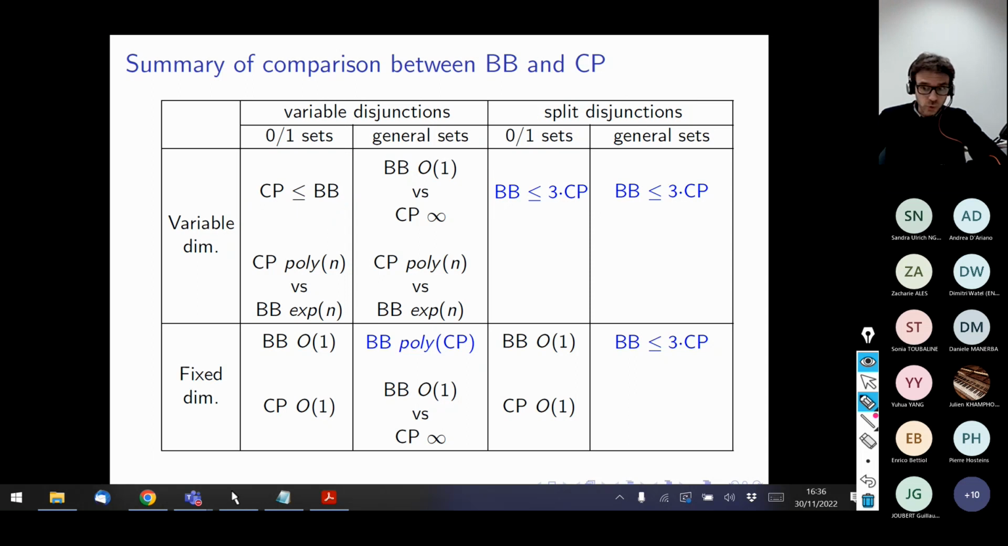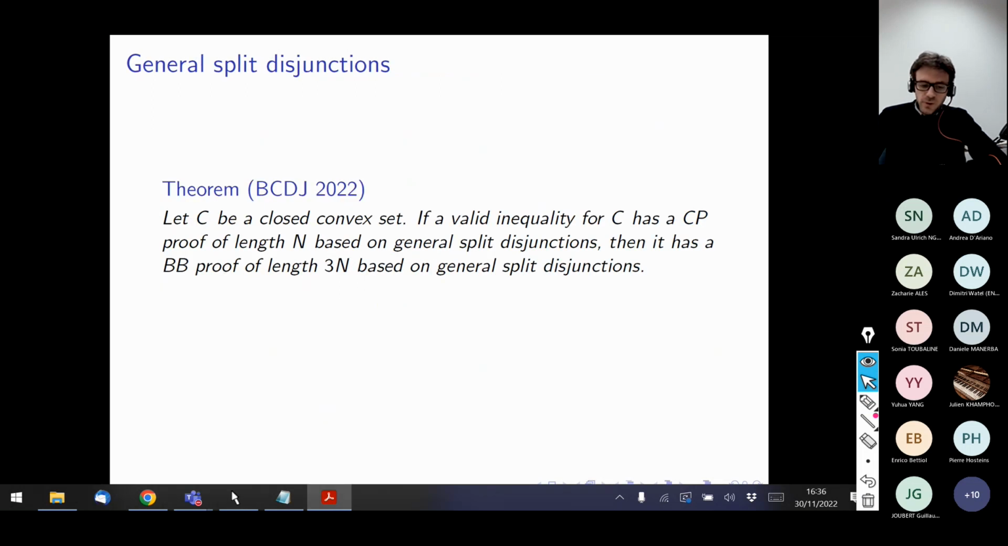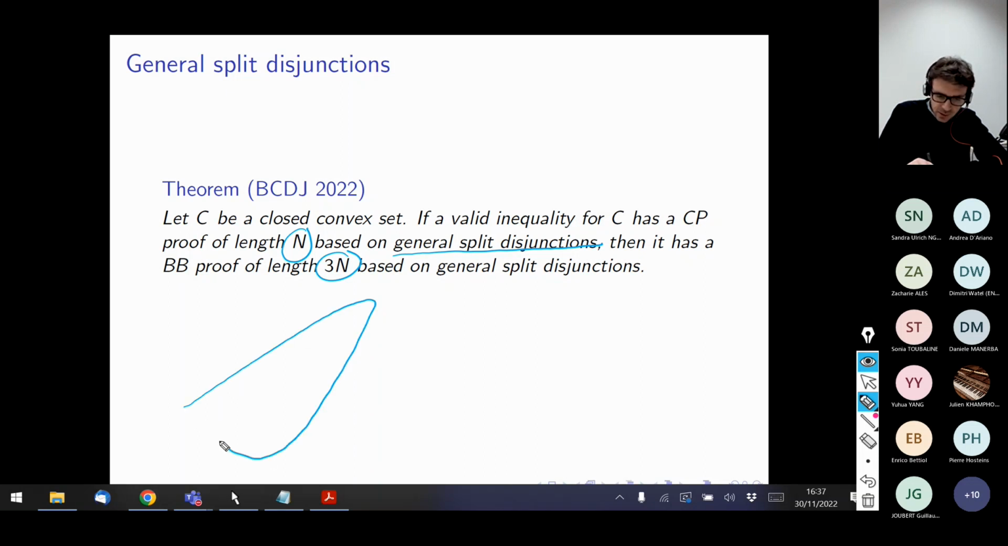This is the last thing I want to prove, because it's very, very simple, much simpler than the previous proof. You can prove it this way. The result works for any convex set. We don't use polyhedrality. So suppose there is a valid inequality which has a cutting plane proof of length n using general split disjunction. Then you can construct a branch and bound proof of length 3n. Why? Well, you just do the following. Let's say this is our convex set C.